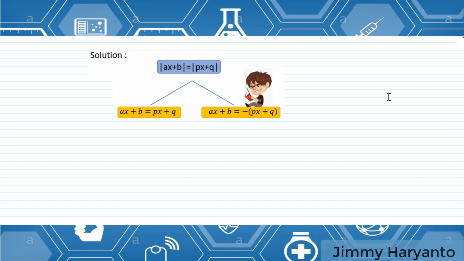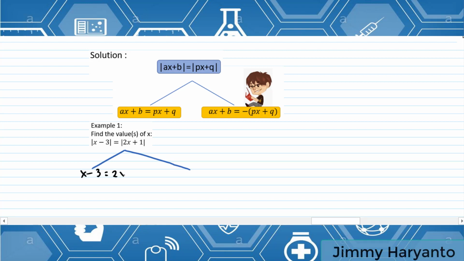Let's try example number 1. We have the absolute value of x minus 3 equals the absolute value of 2x plus 1. Find the value of x. So we have to split this into 2. Like usual, x minus 3 on the left side equals 2x plus 1, positive first. And then x minus 3 equals, the second one should be negative, 2x plus 1. Like this.